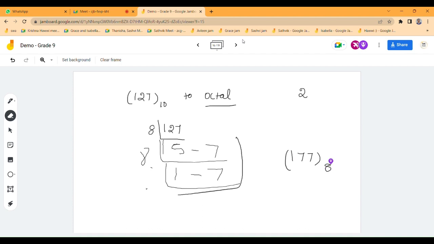This is what we have to convert. Up to this, any doubts? Yes, tell, ma'am. But here you gave 127 power 8, 10, no, ma'am.